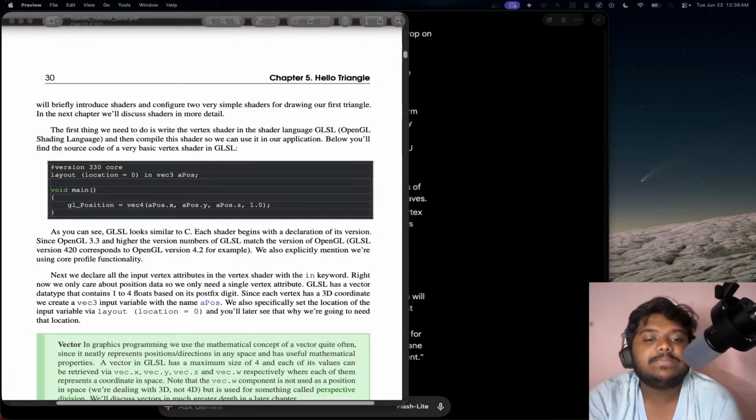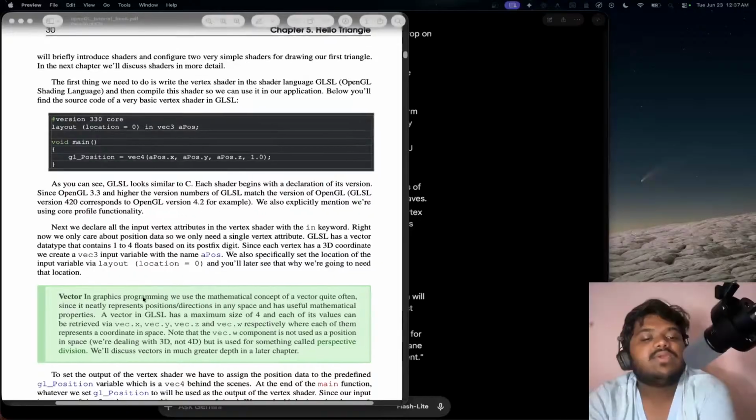As you can see, each shader begins with the declaration of its version. Since OpenGL 3.3, the GLSL version number matches the version of OpenGL. For example, GLSL 4.2 corresponds to OpenGL version 4.2. In this example, we also explicitly mention that we are using the core profile functionality.